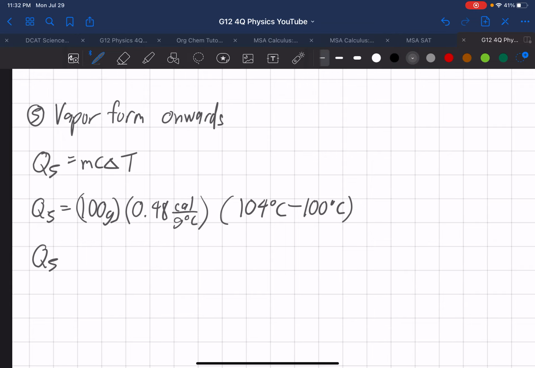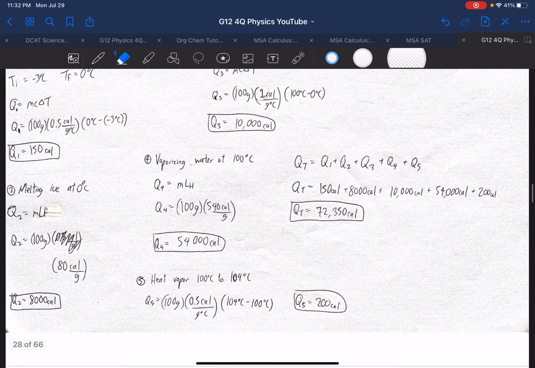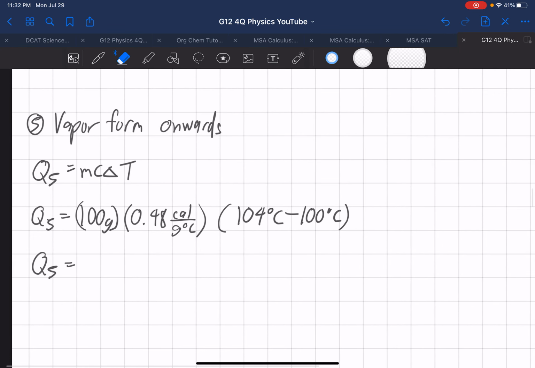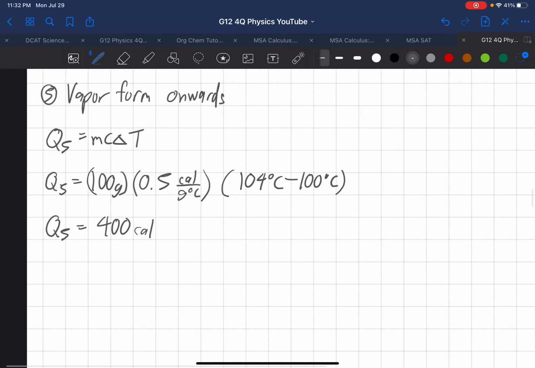Okay. So what is the answer? 200 calories approximately. Well, yeah, let's just place 0.5. It is 400, right? Do I remember it right? Sorry, 200.